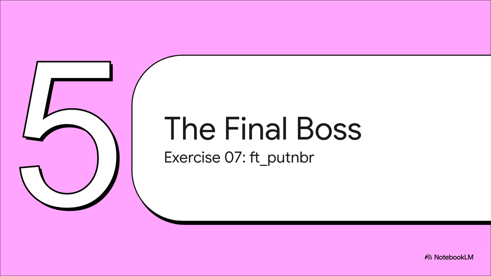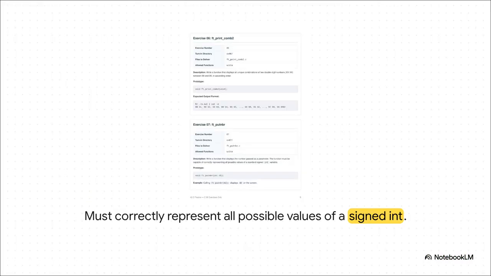And here we are, Section 5, the final boss, Exercise 07 ft_putnbr. This is the exercise that separates those who have just memorized the code from those who truly understand it. It brings every single concept we've discussed so far completely together. The function ft_putnbr takes a standard signed integer and has to display it on the terminal perfectly. This function must handle all possible values of an integer. So, as your instructor, I am warning you right now, watch out for negative numbers. You'll need specific logic just to print that minus sign. Furthermore, watch out for the tricky minimum integer edge case.